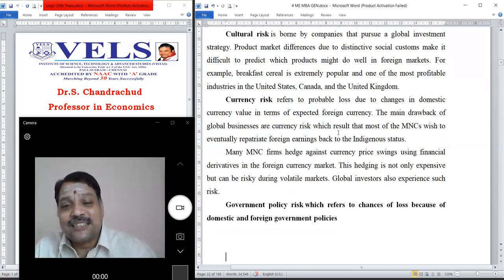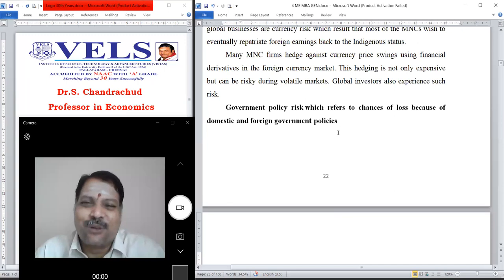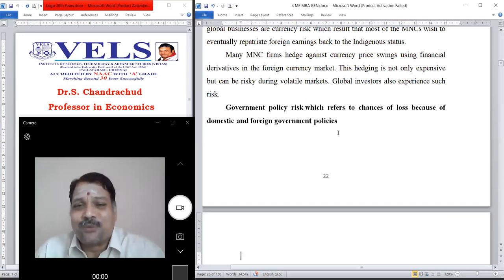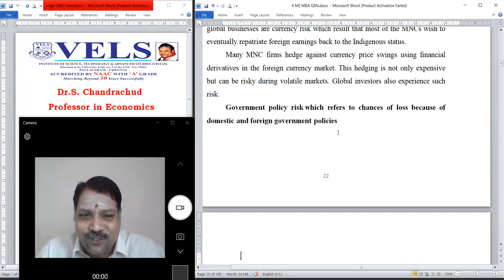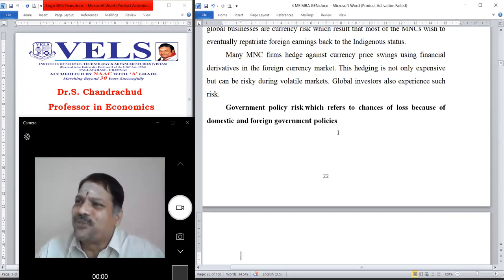Apart from these things, one more type of risk is called political risk. Normally, when the government policy is changing, there will be a risk. The project will be stopped. Government policy risk refers to a chance of loss because of domestic and foreign government policies. When the government is changed, the policy will also be changed, and they will give you a new set of rules for completing the legal binding.